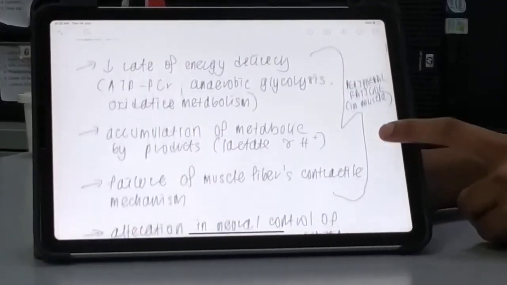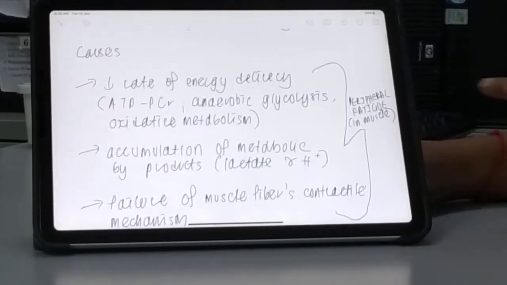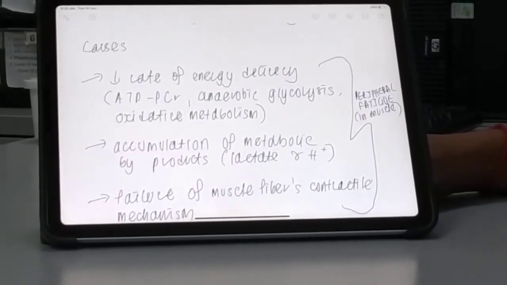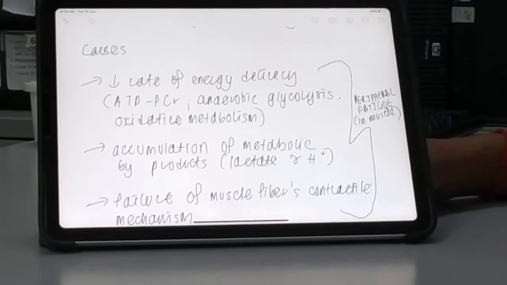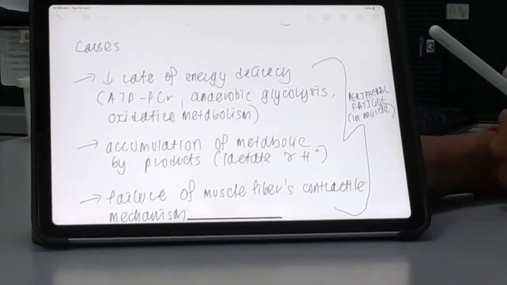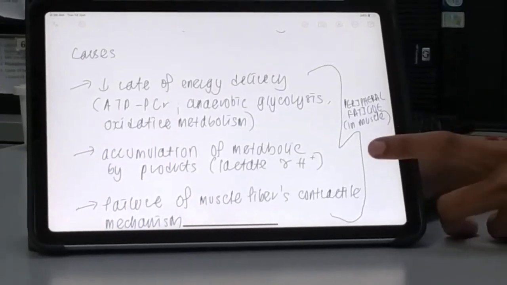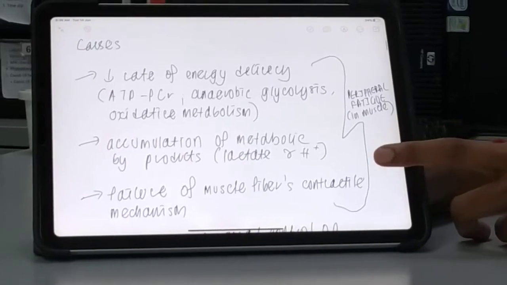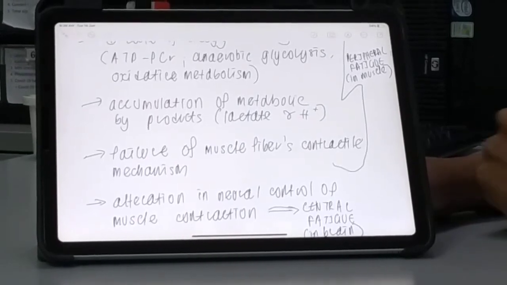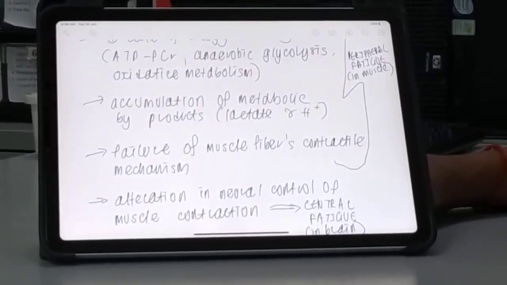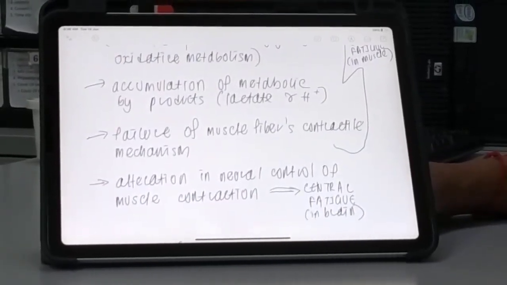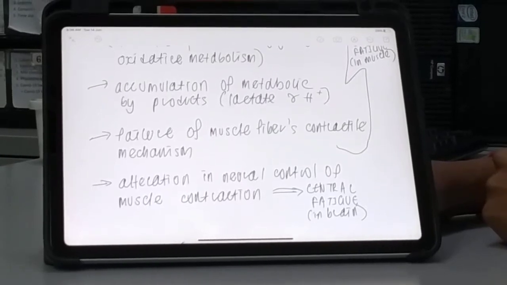There are a few causes here, about 4. The first one, we correlate with what I discussed previously, which is the reduced rate of energy delivery. So there's ATP-PCR, anaerobic glycolysis, and oxidative metabolism. The second one is accumulation of metabolic byproducts, which is the lactate and also the hydrogen. The third one is failure of the muscle fibers' contractile mechanism. And the last one is alteration in neural control of the muscle contraction.